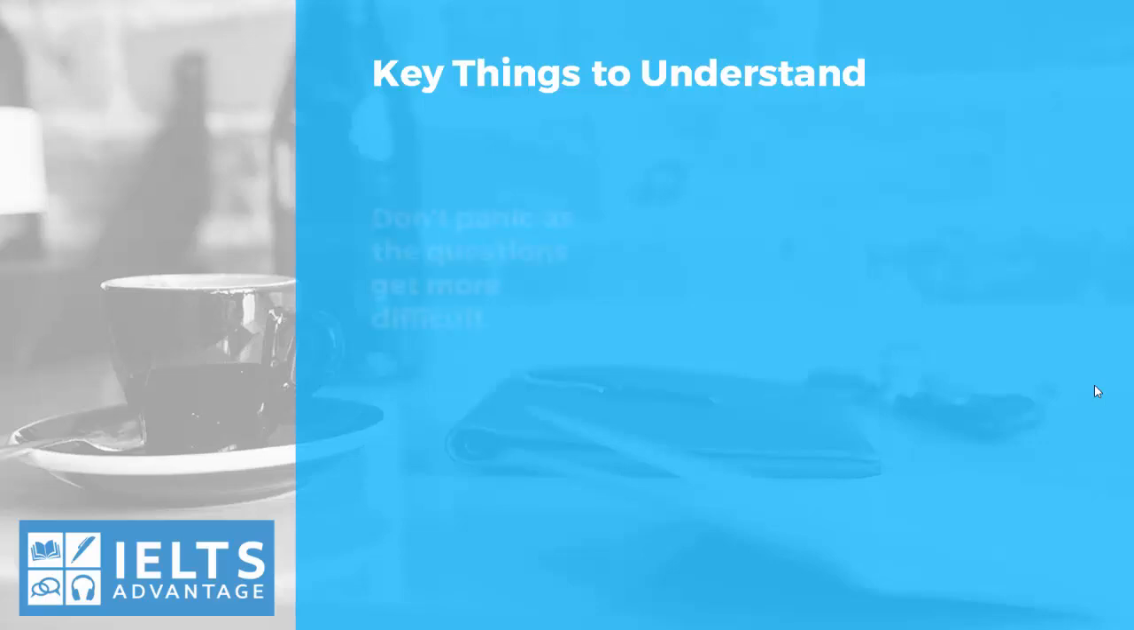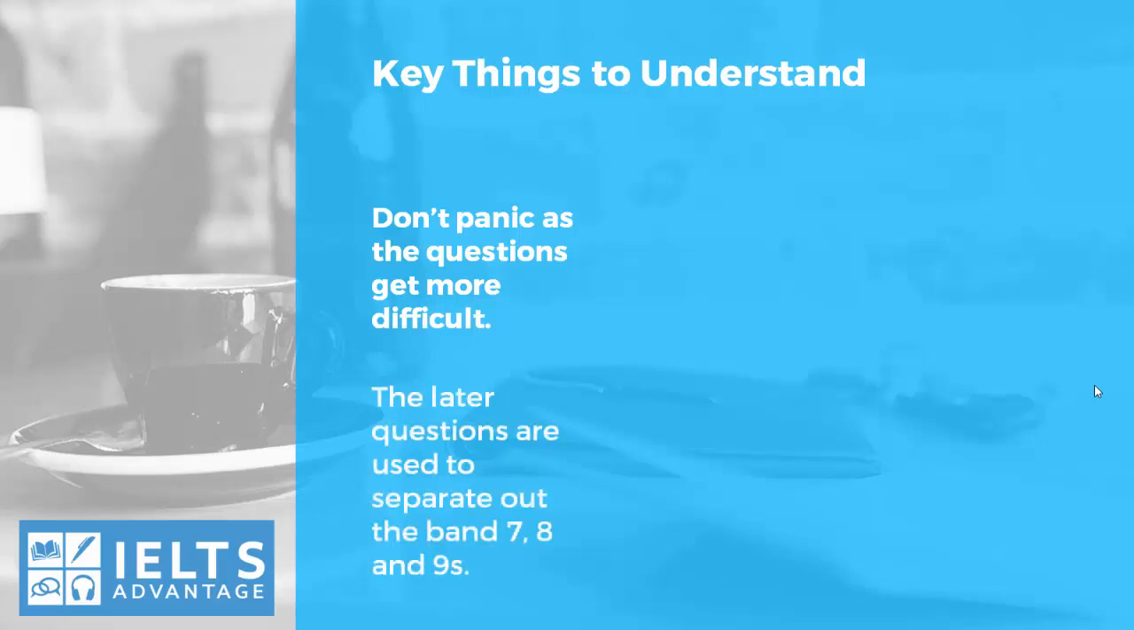So key things to understand. Don't panic as the questions get more difficult. The later questions are used to separate out the band 7, 8 and 9 candidates. So the questions will be very easy in the beginning, and most people will get those correct. They will be quite difficult in the middle, and most people will also get those correct. And then towards the end, they will be extremely difficult. Now, don't panic when you don't understand the last few questions. The last few questions are there to separate out people at band 7, 8, and 9. Most people don't need a band 8 or a 9.